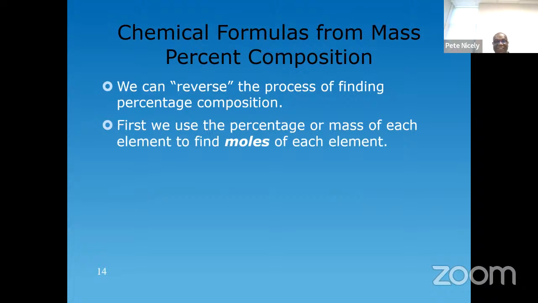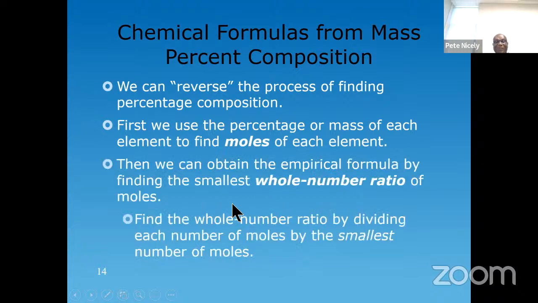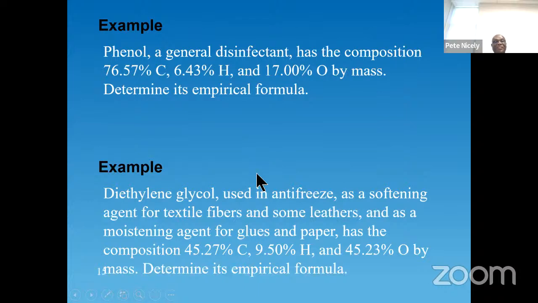And then, as stated here, we need to determine the moles. And of course, by now, we should know how to do that. Basically, you take the mass and divide it by their respective molar masses. And then after you get the moles, then you try to find what we call the empirical formula by finding the smallest whole number ratio of the moles, right? And we do that by dividing right through by the smallest number of the moles, all right? And the best way to show you how to do this is by looking at some examples.